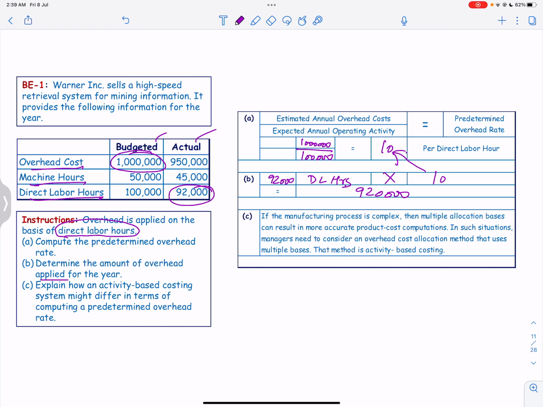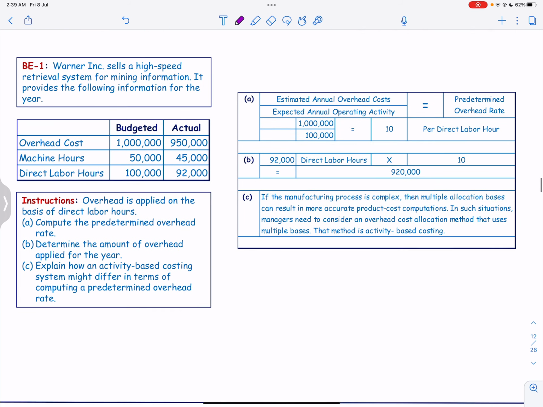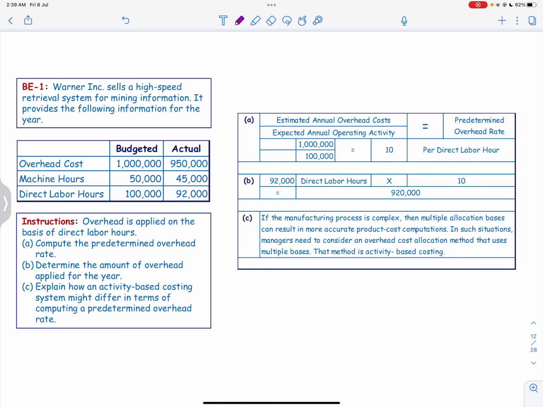Next, they say explain how an activity-based costing system might differ. Now, if we want to have a more accurate product cost computation, we must use multiple bases and not just a single base of direct labor, and in that case it will be activity based costing that is going to be more purposeful or useful. I have put the same exercise in an Excel sheet so that if my handwriting is not readable, you can go through this slide.